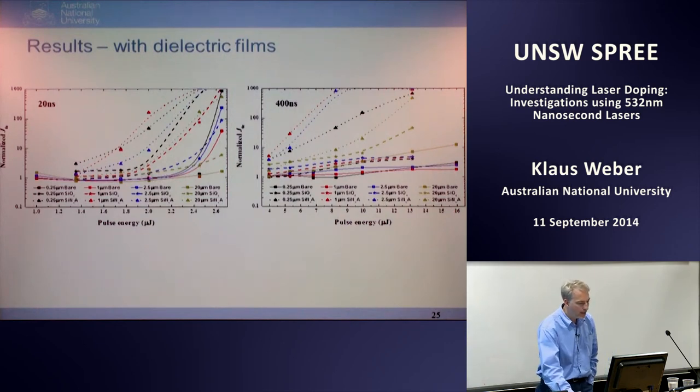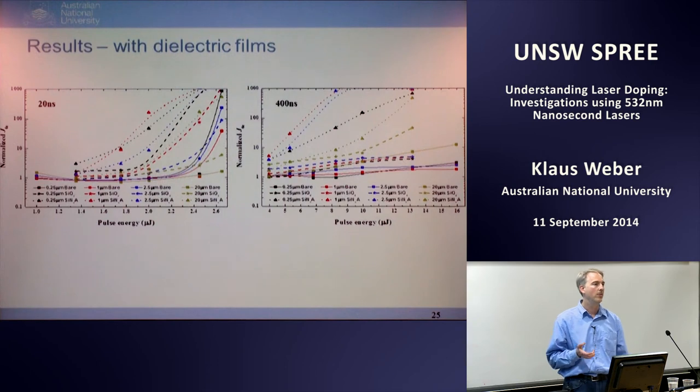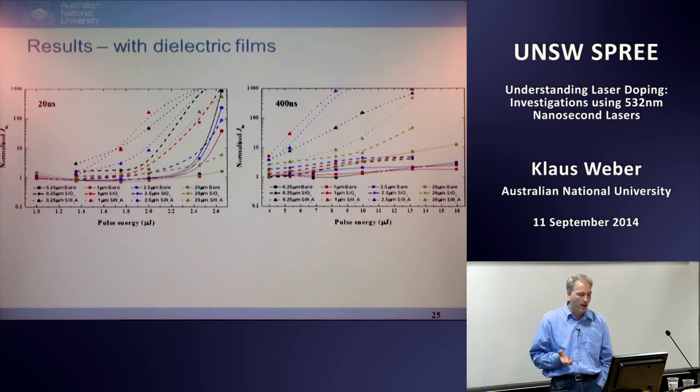The other one is that whenever we use a dielectric film, even in the case of silicon dioxide, we do seem to cause some degradation compared to the bare silicon case. And it seems that we reduce the window in terms of the range of pulse energies that we can apply while keeping the damage within reasonable bounds. So we've got a narrower window when we apply dielectric films.